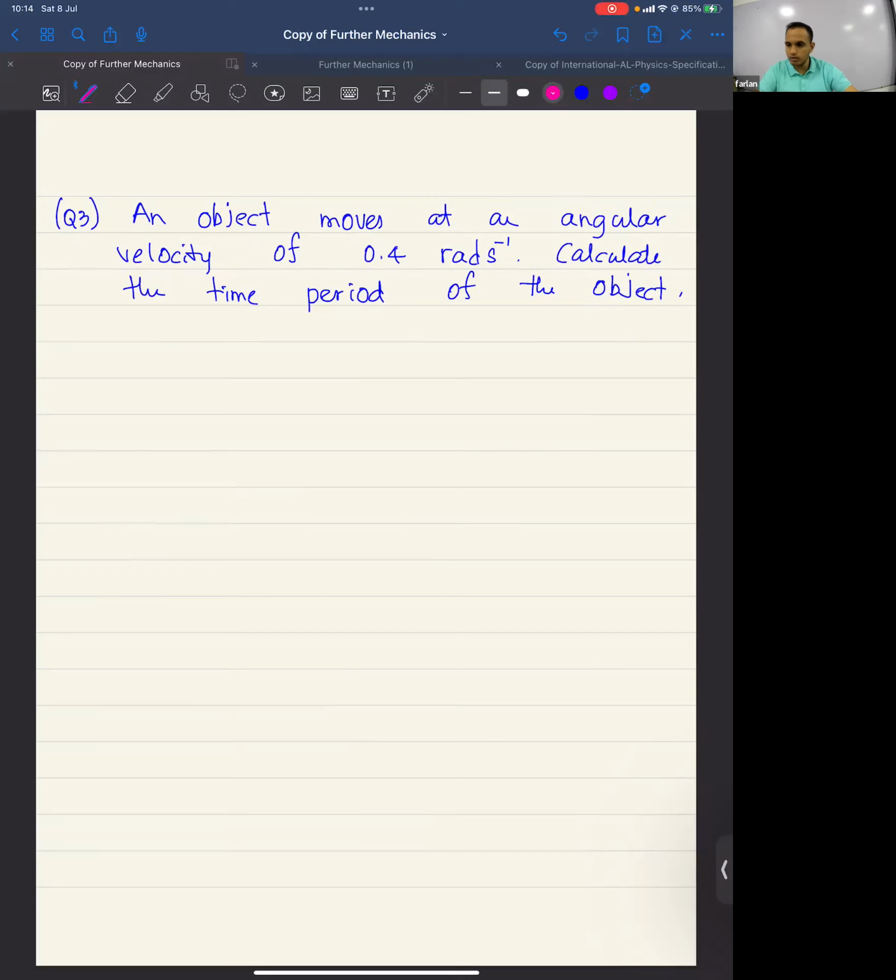An object moves at an angular velocity of 0.4 radians per second. Full stop. Calculate the time period of the object.